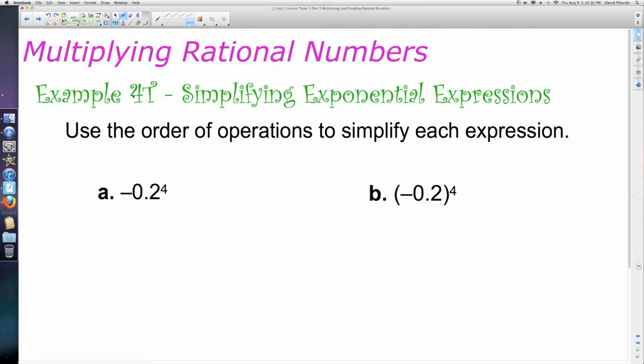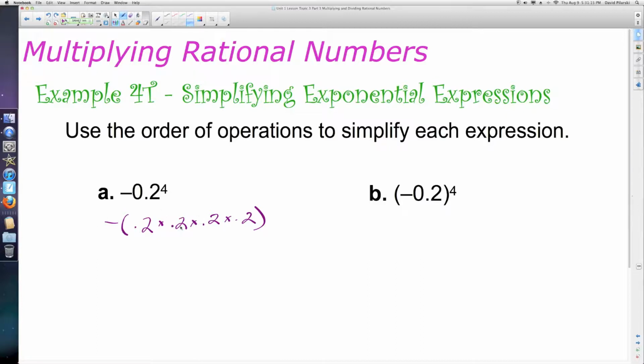The reason example 4 is in the multiplying rational number section is because we have to simplify exponential expressions, and anything with an exponent means repeated multiplication, so that's why it's included in this section. As you saw on the previous slide, to use the order of operations here, we have to do the exponent first. And we're going to take the opposite of 0.2 to the fourth. So writing that out as I did in the last slide, that would be the opposite of 0.2 times 0.2 times 0.2 times 0.2. That's writing 0.2 to the fourth out, and we have to take the opposite of that.